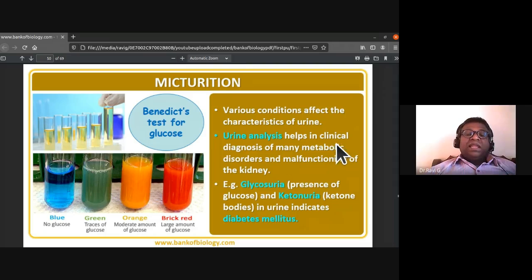So urine analysis helps in clinical diagnosis of many metabolic disorders and malfunctioning of the kidney. Glycosuria, the presence of glucose, and ketonuria, ketone bodies in urine, indicate diabetes mellitus.